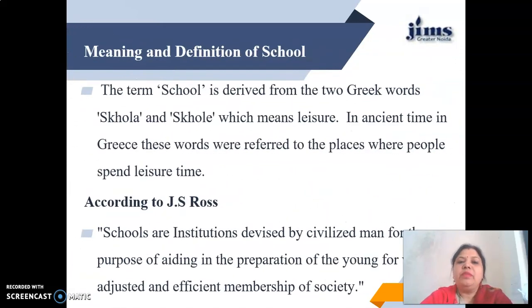Definition of school. Students, the term school is derived from the two Greek words schola and schole, which mean leisure. In ancient Greece, these words referred to places where people spent leisure time. According to J.S. Ross, schools are institutions devised by civilized man for the purpose of aiding in the preparation of the young for well-adjusted and efficient membership of society.